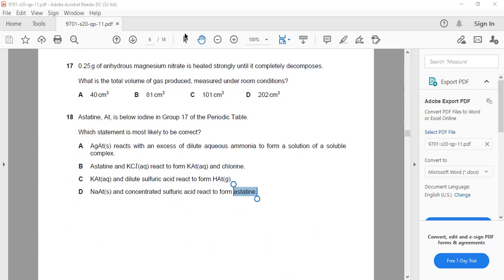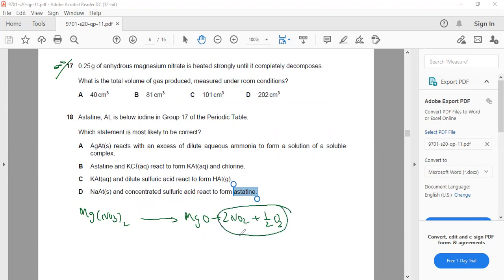17, just put a star on 17. It comes very frequently. Magnesium nitrate equation, group 2 nitrate, keep in mind. For 1 mole, this is the equation. How many moles of gases are formed? We are asked the total volume of gas produced.